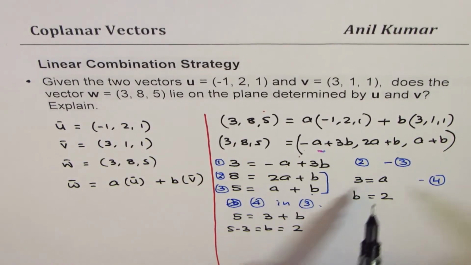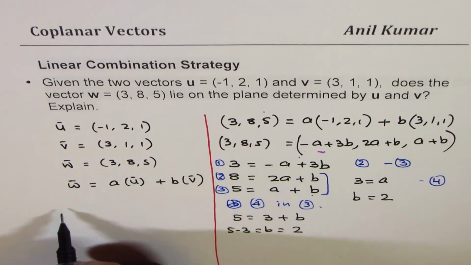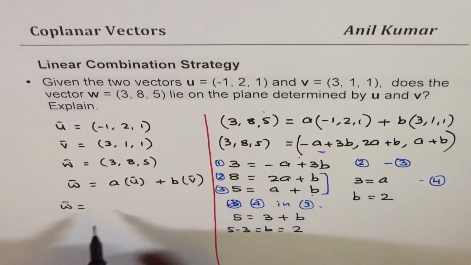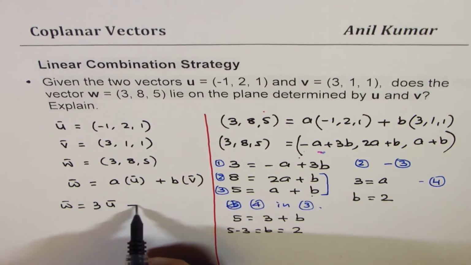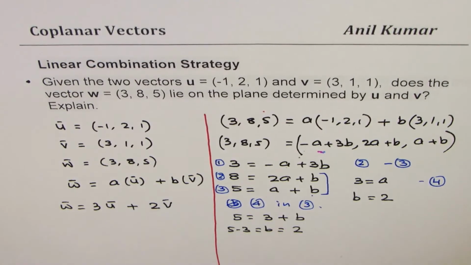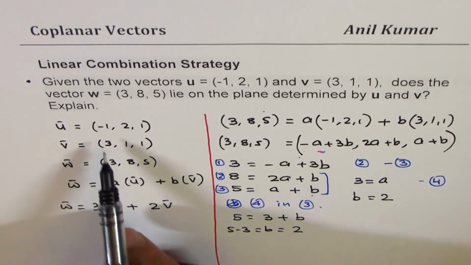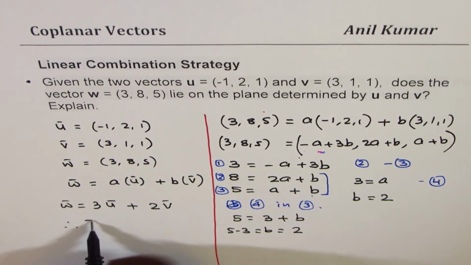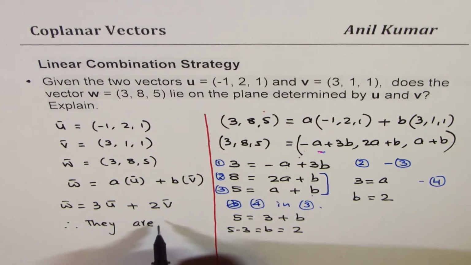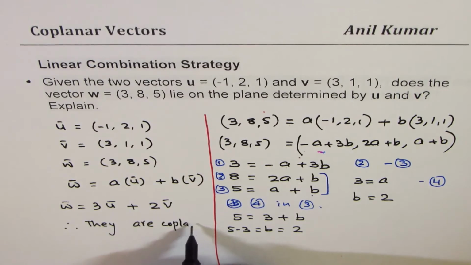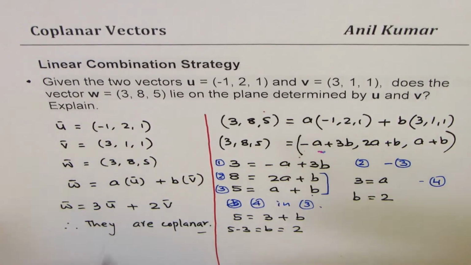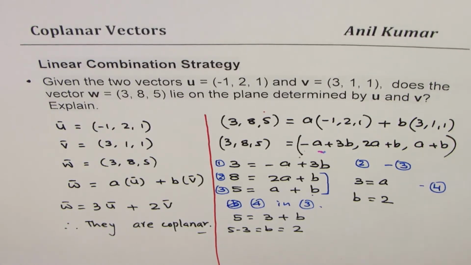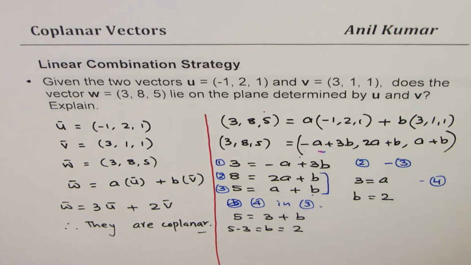So that gives us a linear combination. We could write the vector W as 3 times the vector U plus 2 times vector V. Do you see that? If you can do that, that means they are in the same plane. And therefore, since we can write it like this, we can say they are coplanar. So this is a good strategy if you just have to verify whether a given vector is coplanar or not. That's how you do it. You get 3 equations, work through them, and isolate A and B.